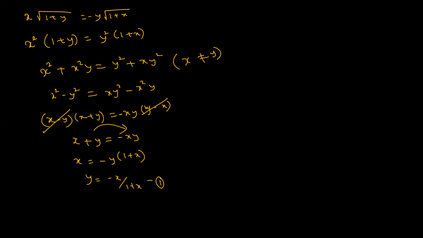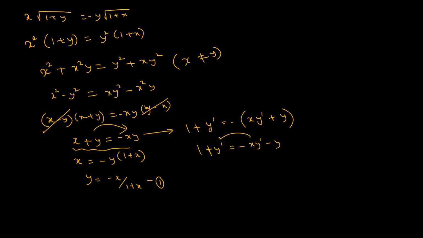Let me call this as 1. Correct. Now this x plus y is equal to negative x y. Differentiate. What will you get? 1 plus y dash is equal to minus of (x y dash plus y). Correct. So 1 plus y dash is equal to minus x y dash minus y. So I am bringing this minus x y dash to the left and this 1 to the right. So y dash into (1 plus x) is equal to minus of (1 plus y).